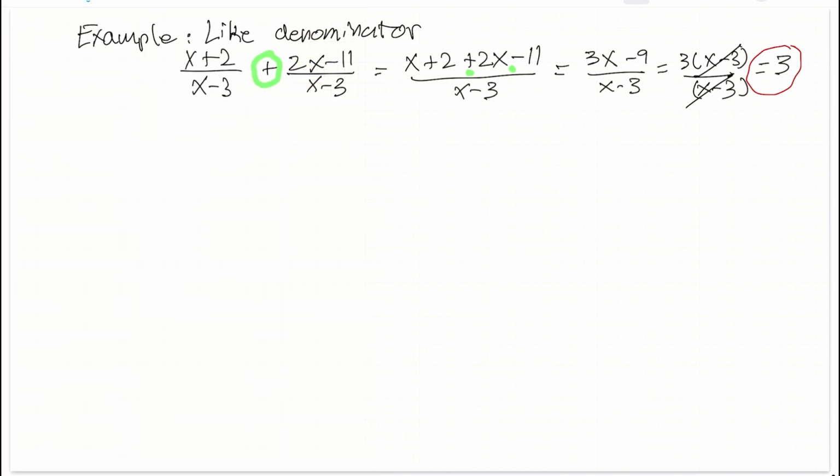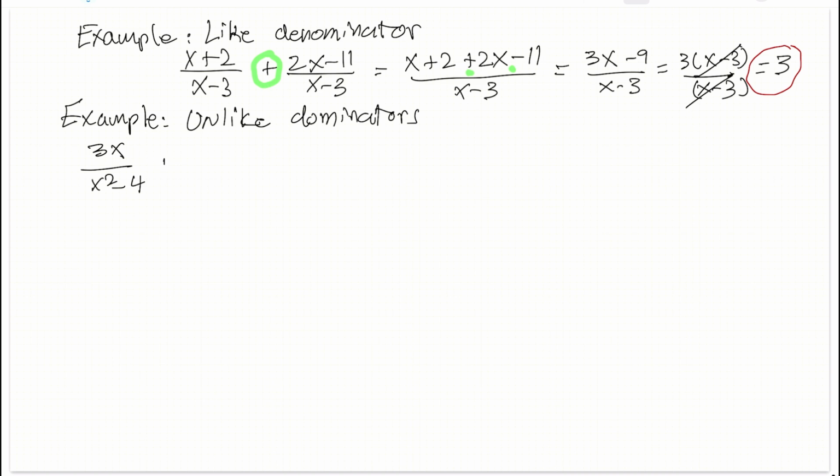In this case, we're going to have unlike denominators. It's not going to be quite as simple. So we're going to take 3x over x squared minus 4 plus x over x minus 2. Those are the two rational expressions that we want to add together. So first of all, let's find a common denominator.